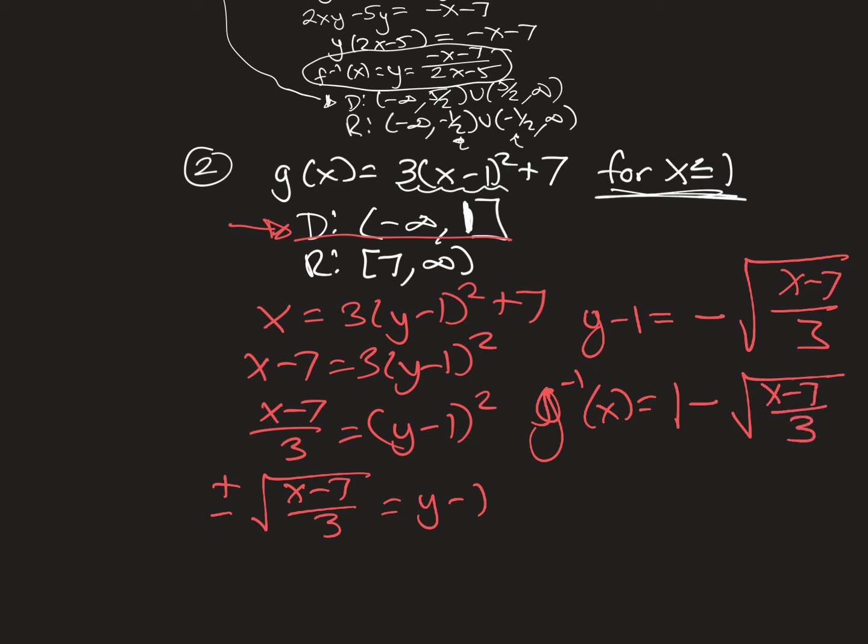And the domain and range should totally flip, and it does make sense that the domain of this should be 7 to infinity, and the range should be negative infinity to 1. So that checks out. So when you have a function with a restriction, that should come into play when you are solving for your inverse. You need to take that into account. Okay, and that is it, I believe, on the inverse talk.